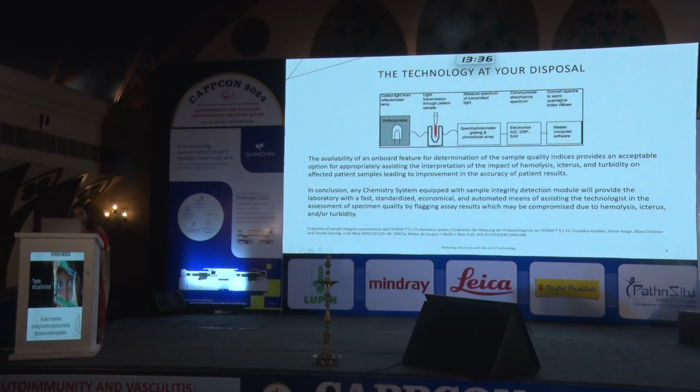The availability of an onboard feature for determination of the sample quality indices provides an acceptable option for appropriately assisting the interpretation of the impact of hemolysis, icterus, and turbidity on affected patient samples, leading to improvement in the accuracy of patient results. In conclusion, any chemistry system equipped with a sample integrity detection module will provide the lab with a fast, standardized, economical, and automated means of assisting the technologist in the assessment of specimen quality by flagging assay results which may be compromised due to the presence, again, of hemolysis, icterus, and turbidity.